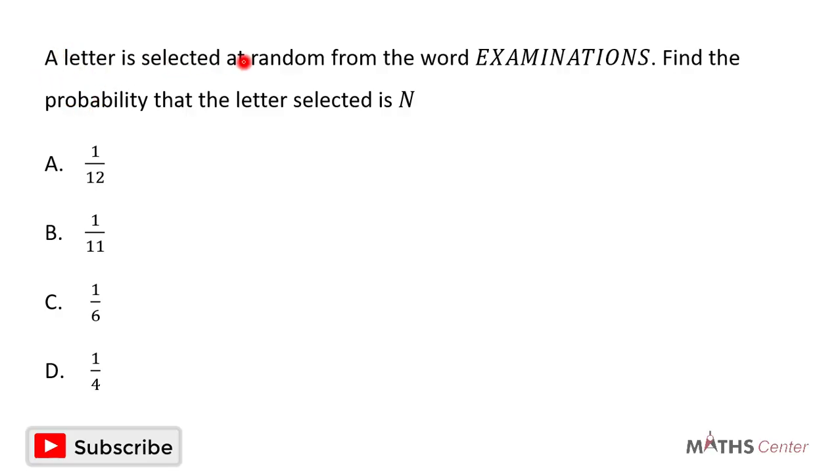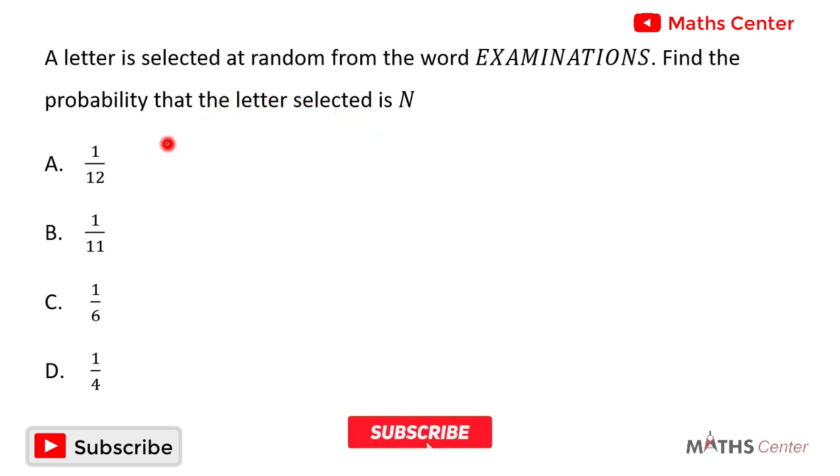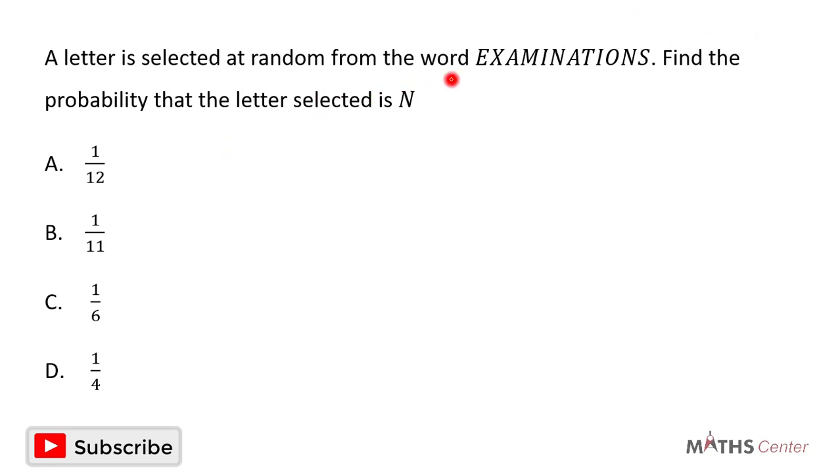A letter is selected at random from the word examinations. Find the probability that the letter selected is N. This is a multiple choice question, and so we will solve the question, and after that we will pick the correct option. A letter is selected from the word examinations. The question wants us to find the probability that the letter selected is N.